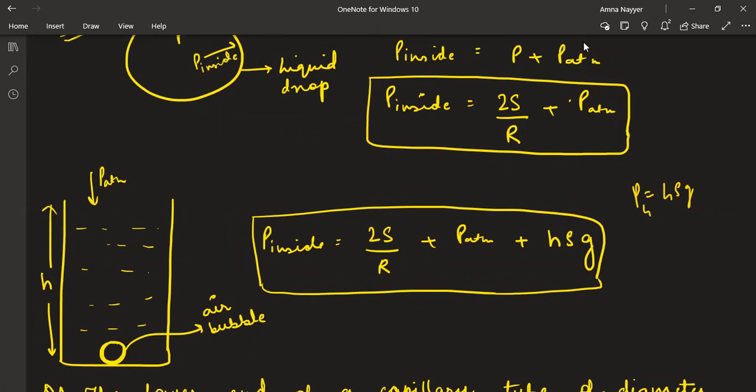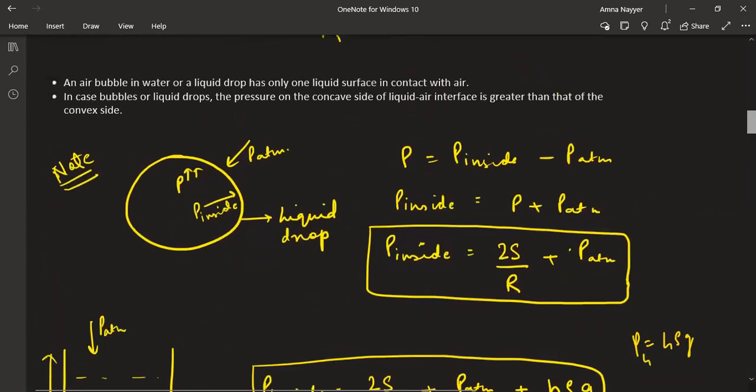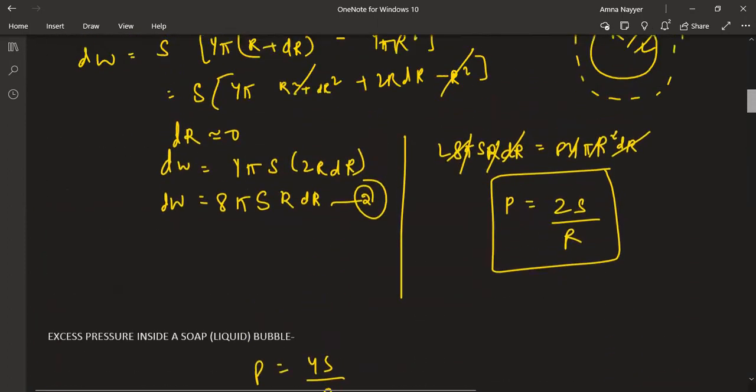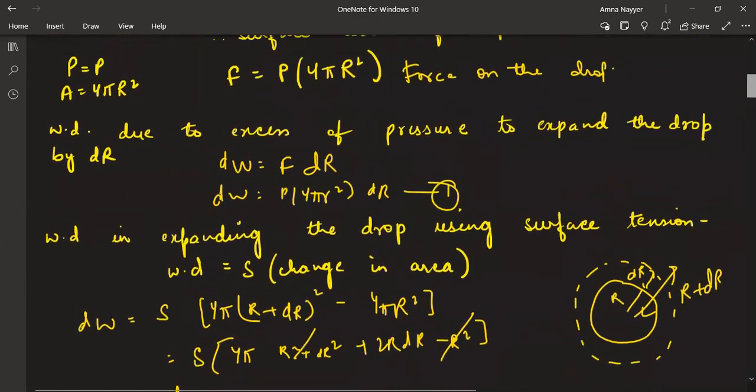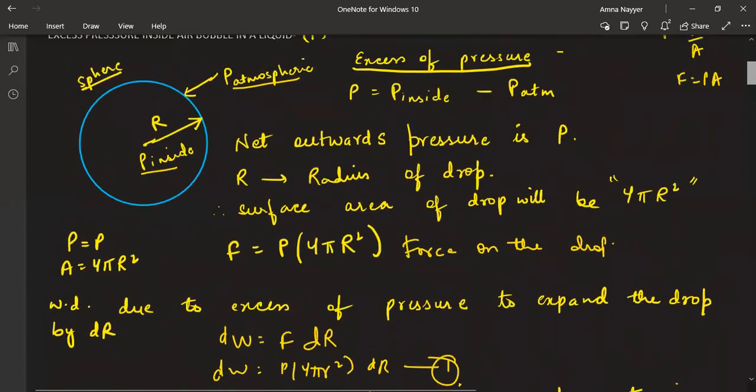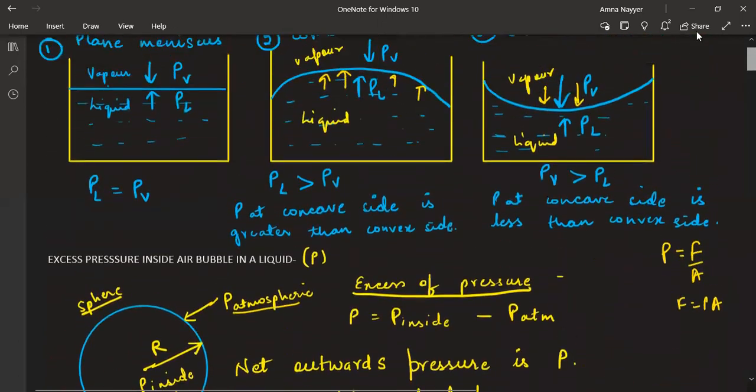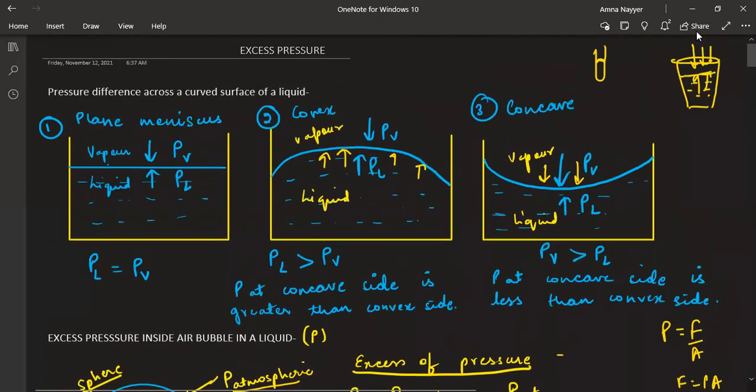Then you have the numericals that we'll see. First, tell me, what are all the doubts in this? Is it clear to all of you? Excess pressure, did you understand? Okay, good. So note it down then. Wherever you are getting stuck, ask me. We'll do then the numericals.